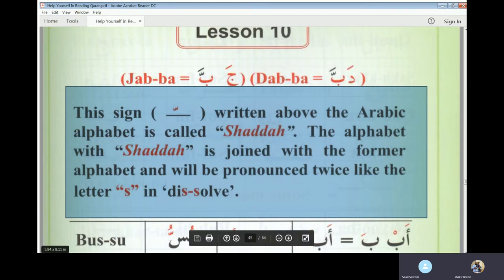Are you listening? Yes. Do you hear me? Okay. Yeah, I hear you. Do you see the book on your screen? Yes, in left and ten with the petal. Shadda. Okay. The sign Shadda. Written.